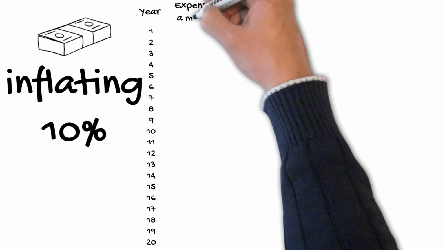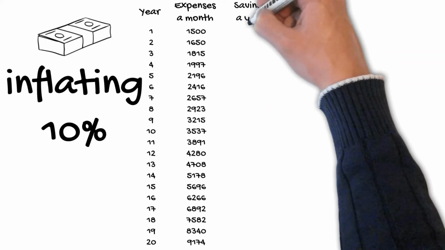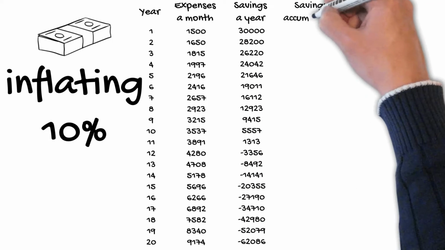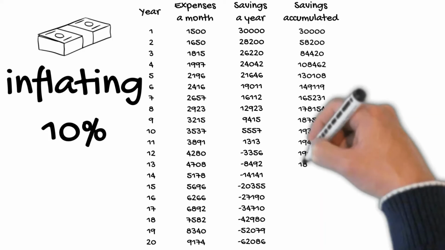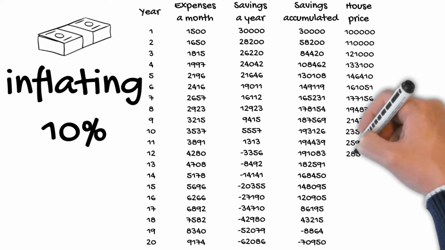The second is the monthly expenses that you have. The third column is the units of money that you can save a year. The fourth column is how much units of money you have managed to save so far. The next column is how much the house cost this year.